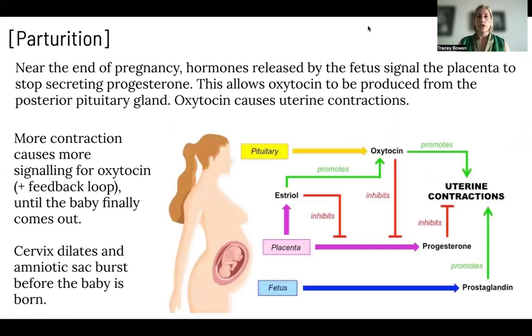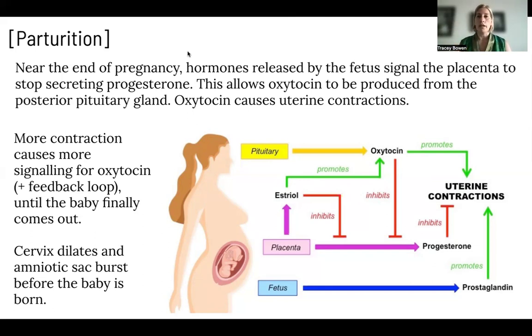So parturition, this is the birthing process. So near the end of pregnancy, hormones are released by the fetus to signal the placenta to stop secreting progesterone. So the baby is saying, I'm ready to be born, stop with the progesterone. This allows the mother's body to start producing oxytocin from the posterior pituitary gland, and oxytocin causes uterine contraction. So oxytocin is also the love hormone.